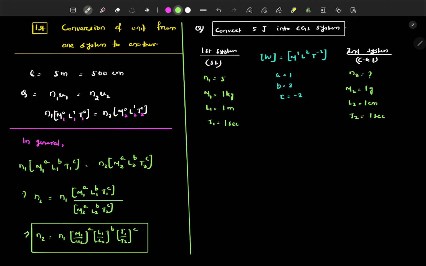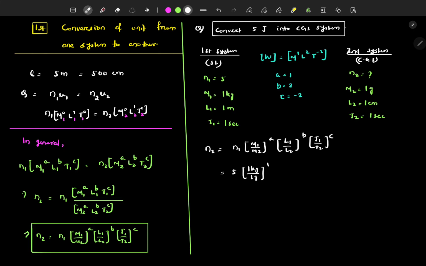Then simply you use the working formula. The working formula is N2 equals N1 into (M1 by M2) power A, then (L1 by L2) power B, and (T1 by T2) power C. Finally, you have to put the respective values in their proper places. So N1 is 5. Next, M1 by M2, that means 1 kg divided by 1 gram.